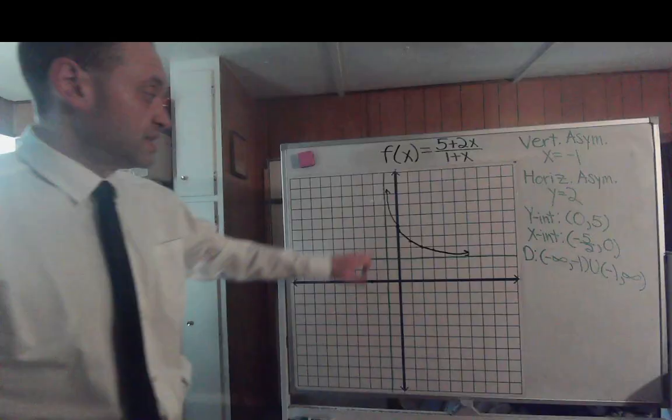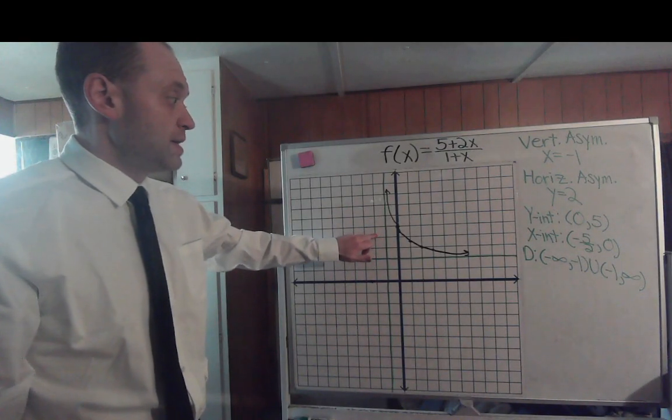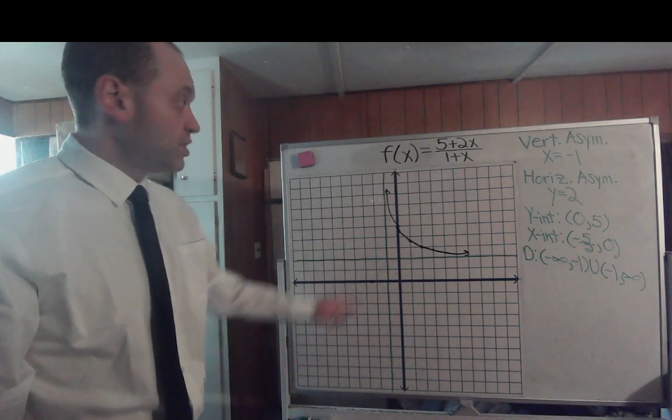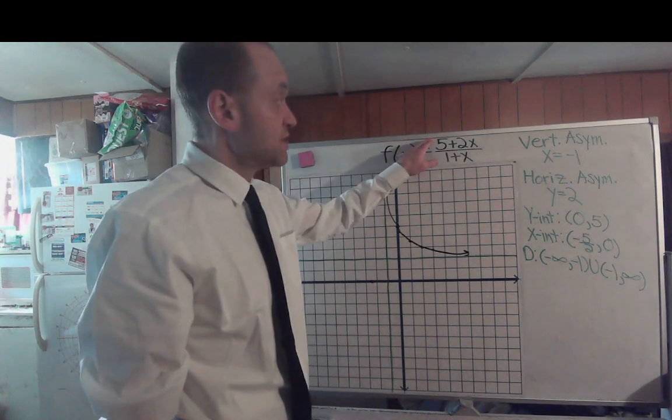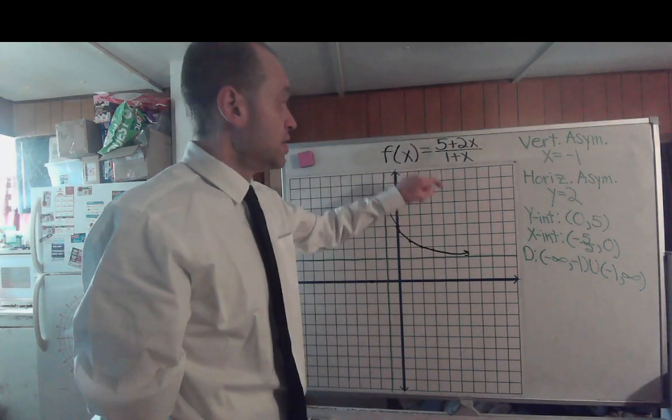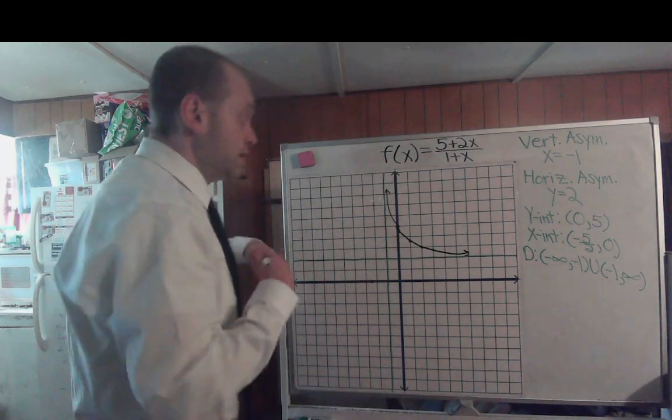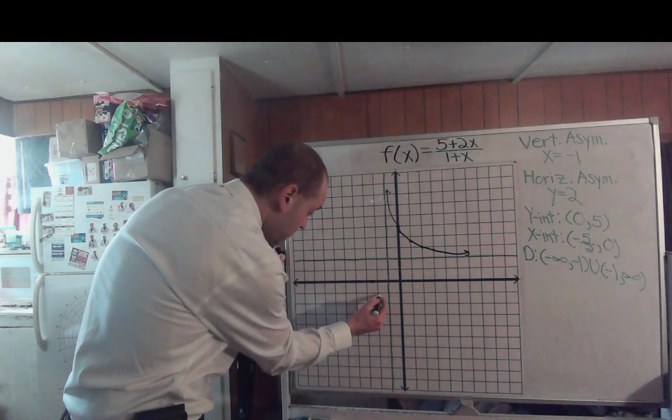Alright, let's go to the left of negative 1. So let's put in negative 2 for x. So you would end up getting 5 minus 4, which would be 1, over negative 1. That would give you a y value of negative 1.